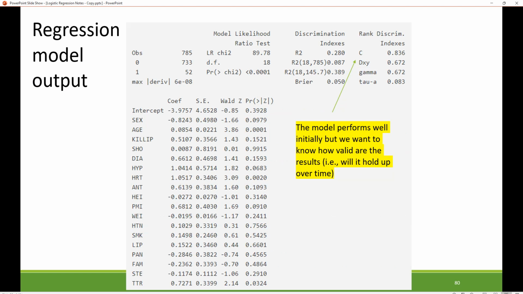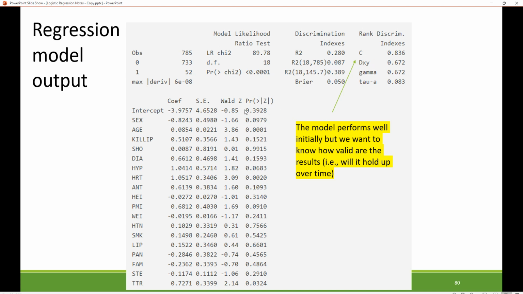And here's our first regression model, and we used all the predictors in our data set. The model performs well according to the C statistic, but we want to know how valid are the results. In other words, how will it hold up over time? Or we might ask, is there overfitting? And so we see a value of C that would indicate a very good model fit. Again, the C statistic is also known as the area under the curve, or the AUC. 0.836 is a really good number.